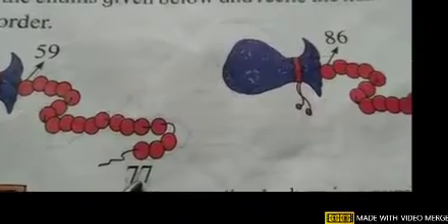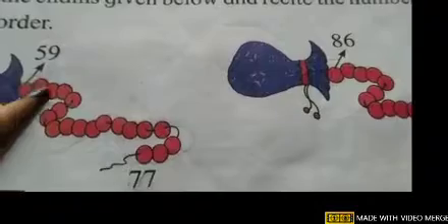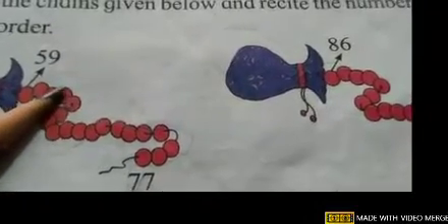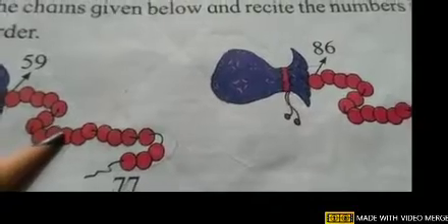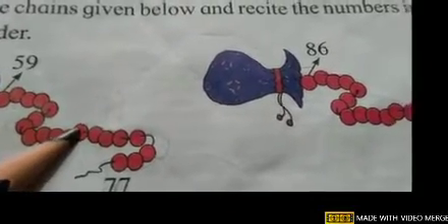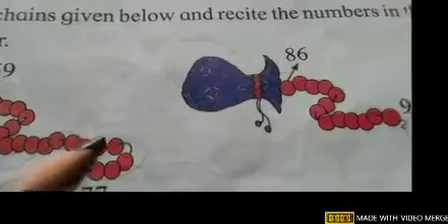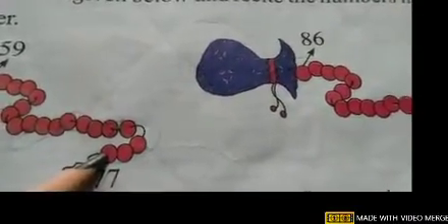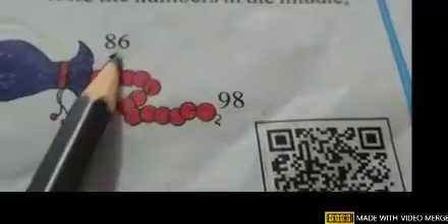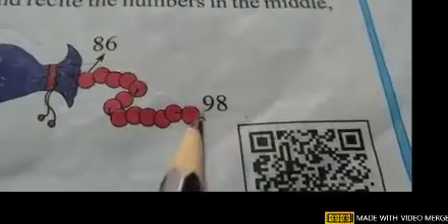It is 77. So from 59 you should count 59, 60, 61, 62, 63, 64, 65, 66, 67, 68, 69, 70, 71, 72, 73, 74, 75, 76 and 77. So here also the same way, children, from 86 to 98 you should count.